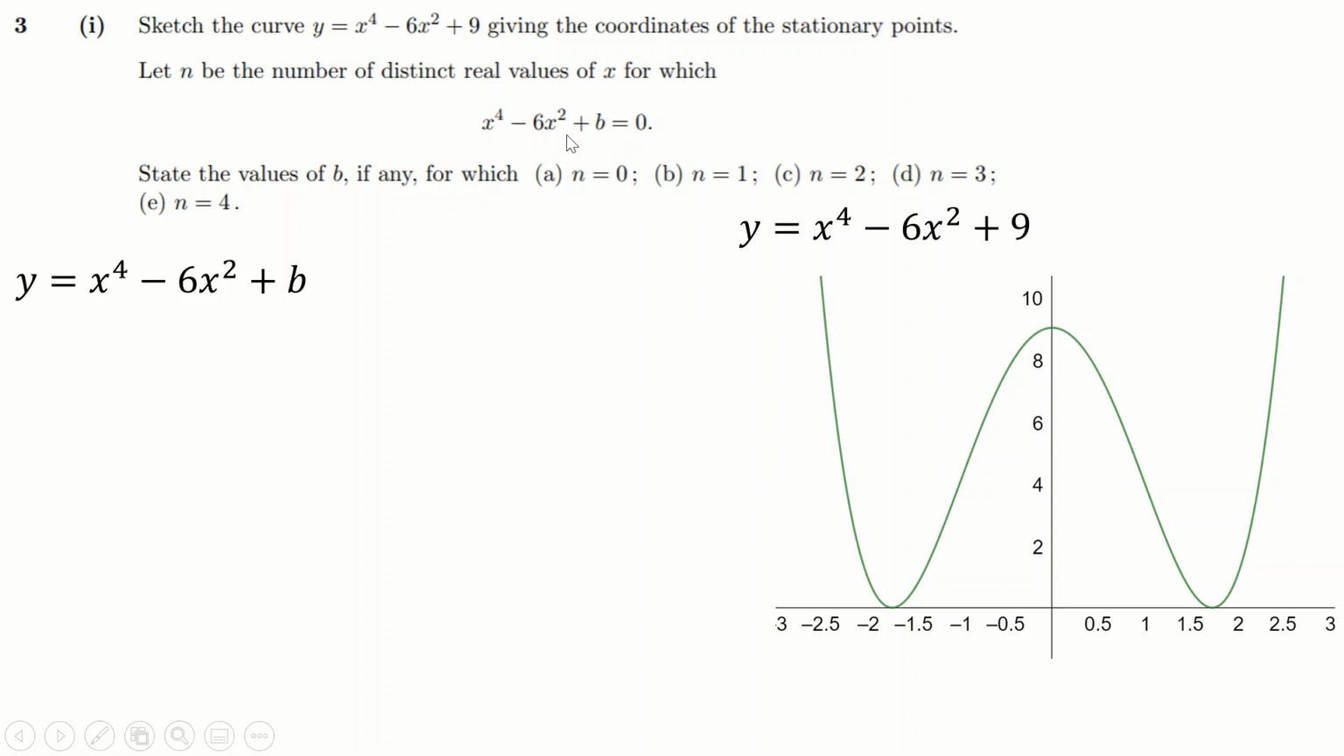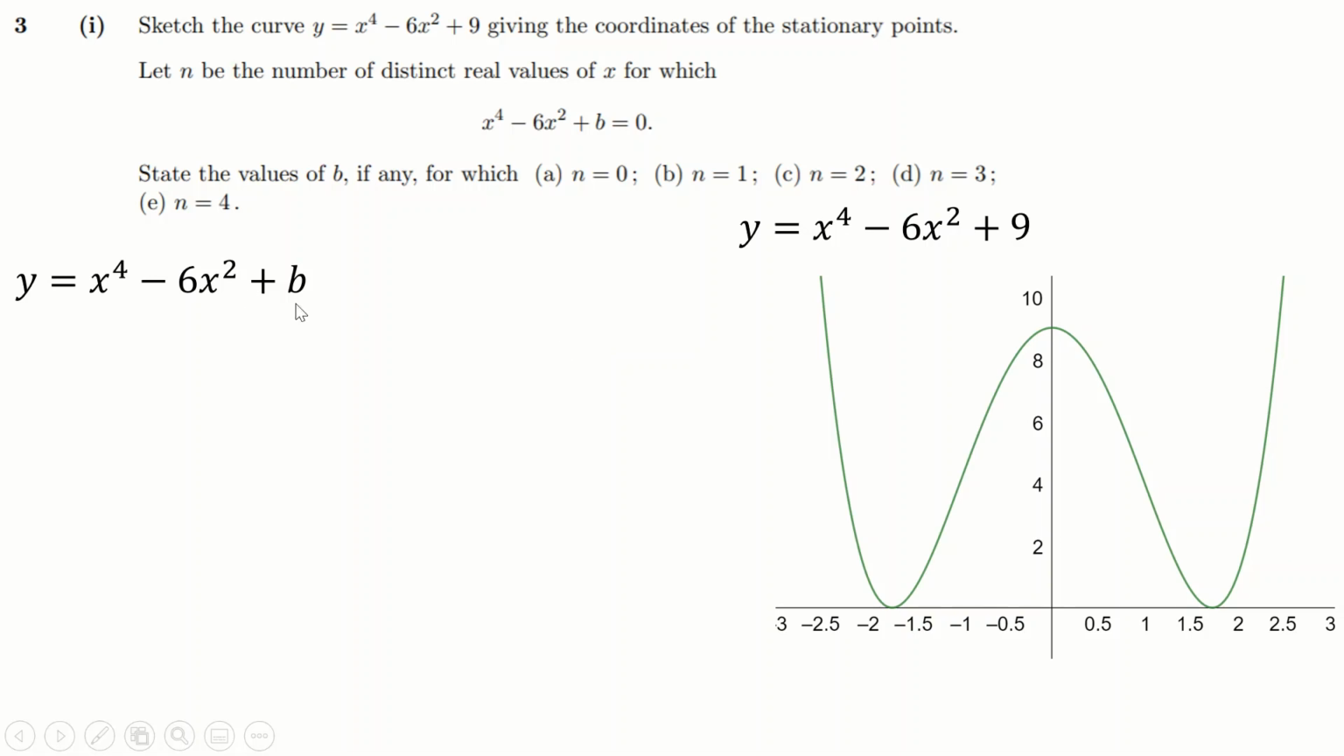Let n be the number of distinct real values for which this is true. Now notice how they've made this graph here equal to 0. So what they're actually asking us is, how many distinct real roots does this have, for different values of b? Notice as well that this graph is basically the same as this graph, except they've swapped out a 9 for a b. So this is the graph I've got so far with a 9, and they've given me a b.